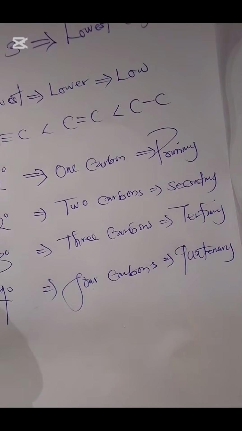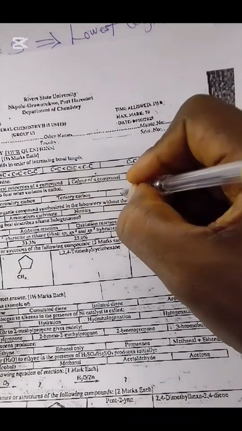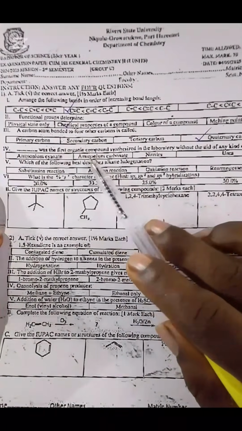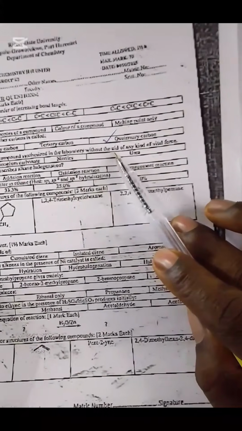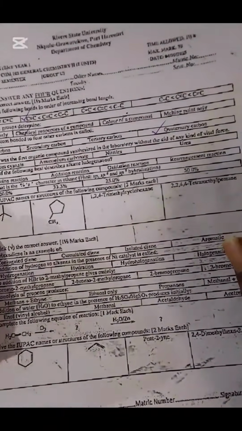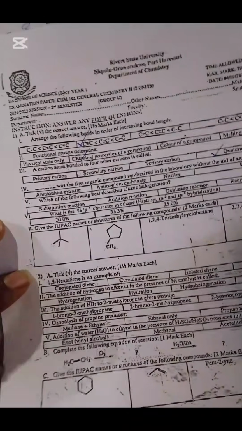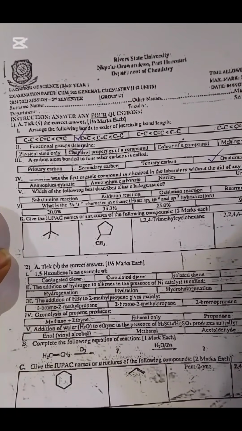Let's return back to the question. So the correct answer in question 1III is quaternary carbon. Take note of this. Up next, question number 1IV. Dash was the first organic compound synthesized in the laboratory without the aid of any kind of vital force. So in this question, the correct answer was urea, and it is spelled UREA.